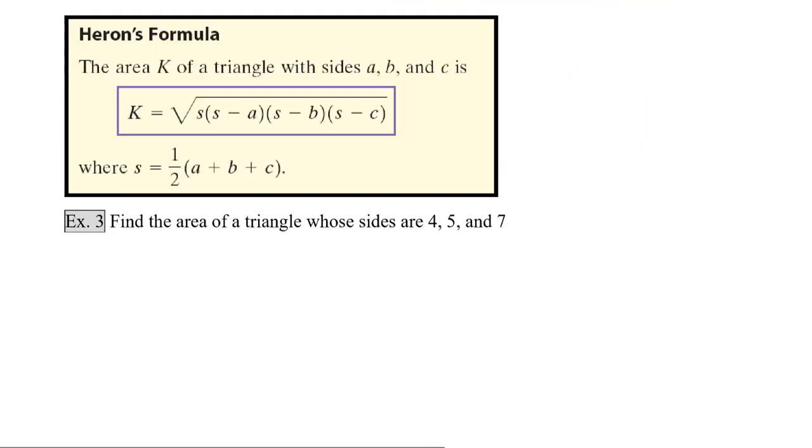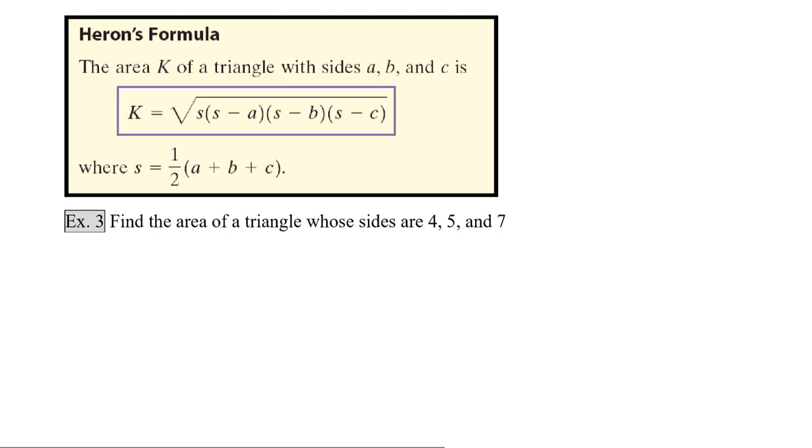Now we've already learned how to find the area of a triangle using the law of sines, but there's a special formula we can use when we know the three lengths of the sides. It's called Heron's formula. And the area K of a triangle with sides A, B, and C is K equals the square root of S times S minus A, S minus B, S minus C, where S is the semi-perimeter. That's when we add up the perimeter of the triangle and we divide it by 2.